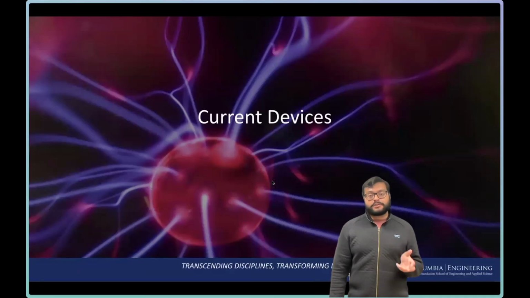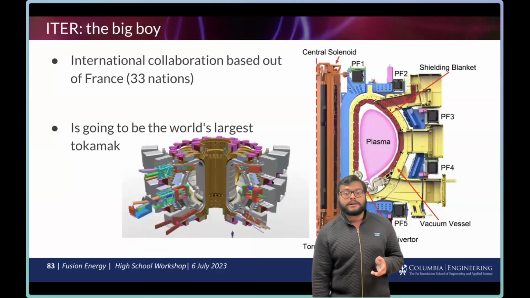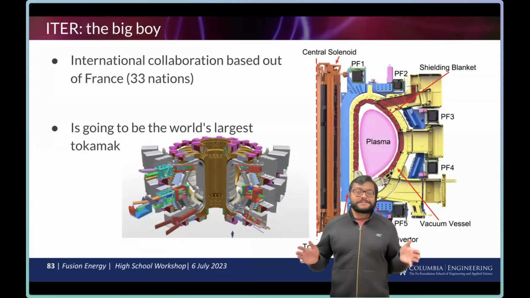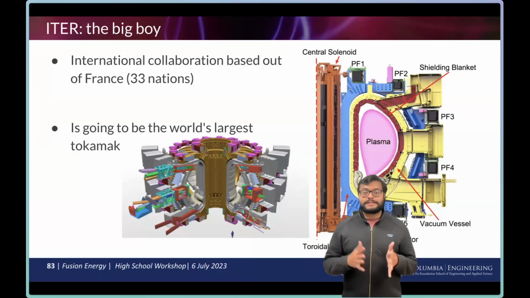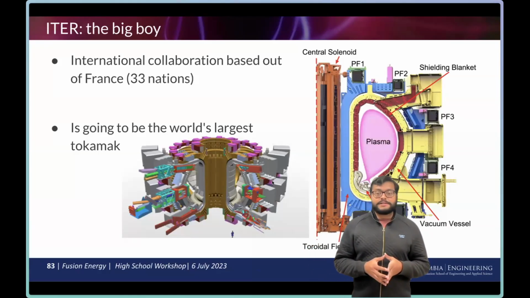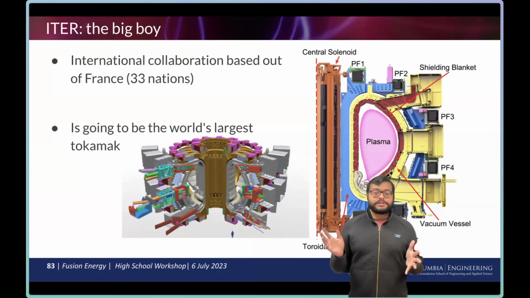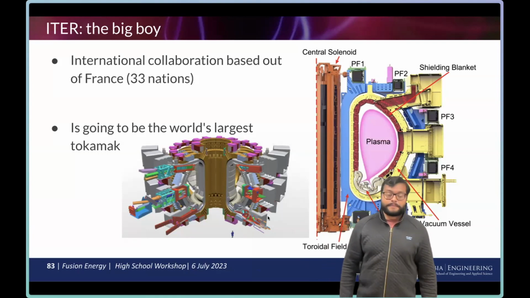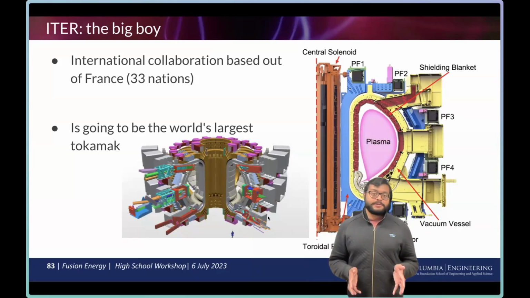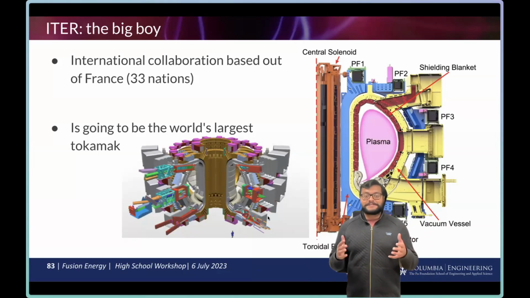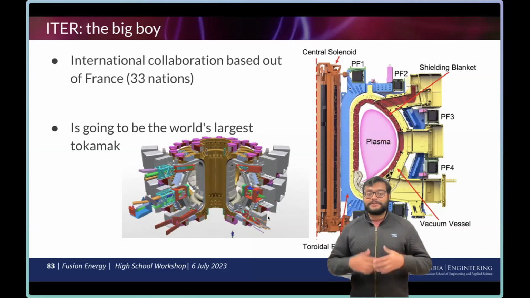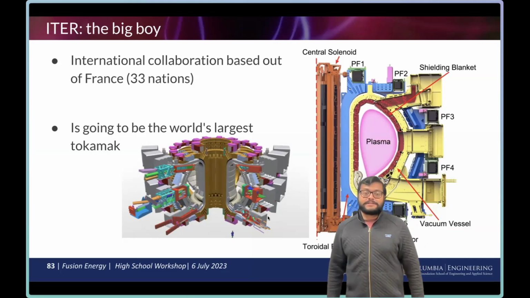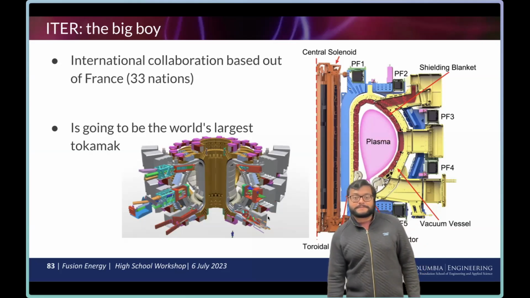But let's take a look at current tokamaks that are out there. The largest tokamak in the world that's currently being built is ITER. It's over 6 meters in major radius. It's this massive tokamak. You can see the scale of it with the person down here, and this whole machine is a tokamak. It's this massive international collaboration between 33 nations, and it's currently in the south of France. They're currently building it, and it's expected to be active in the 2030s.